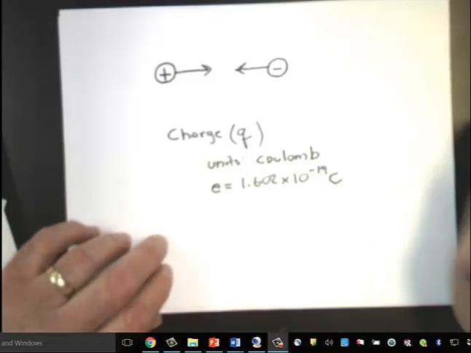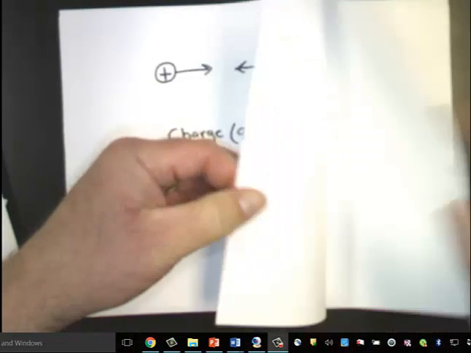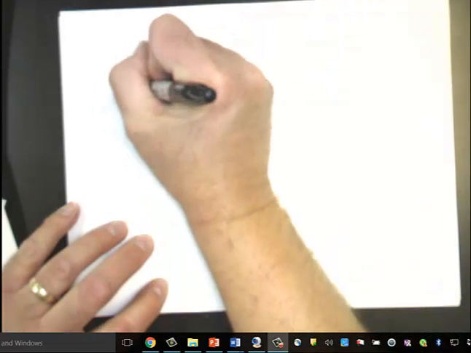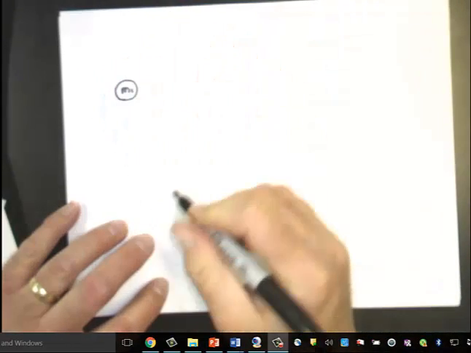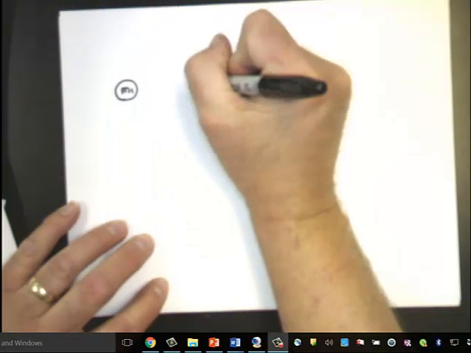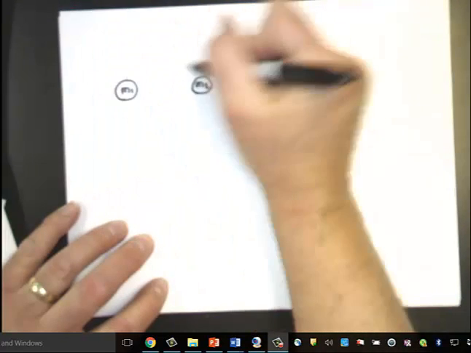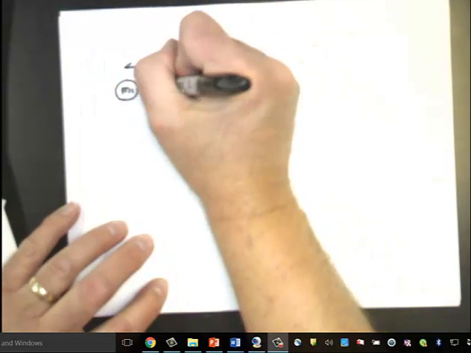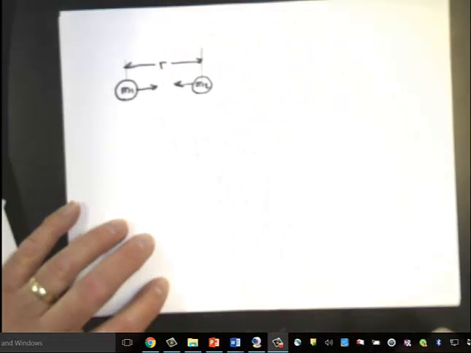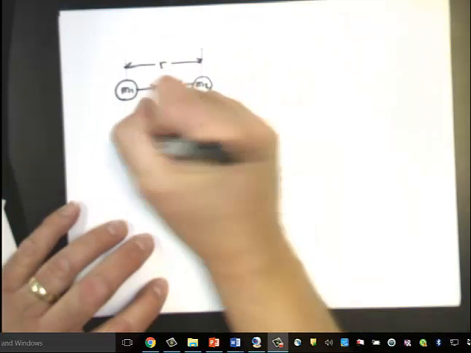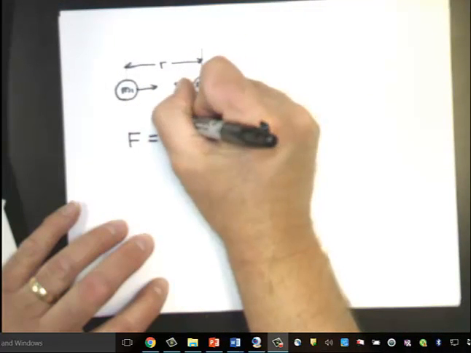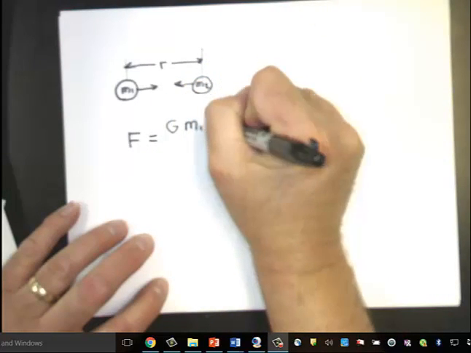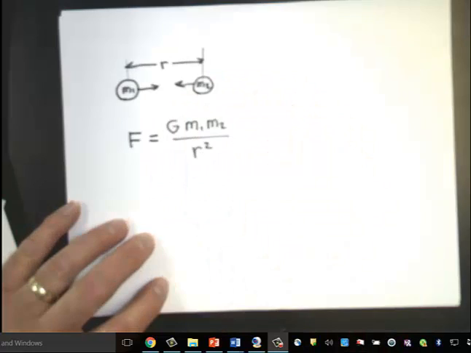So let's go back a minute to gravity. You have an object with a mass m1, another object has mass m2. The distance between them we call r. They pull on each other. They tug on each other with a gravitational force equal to F, which is equal to G m1 m2 all over r squared.